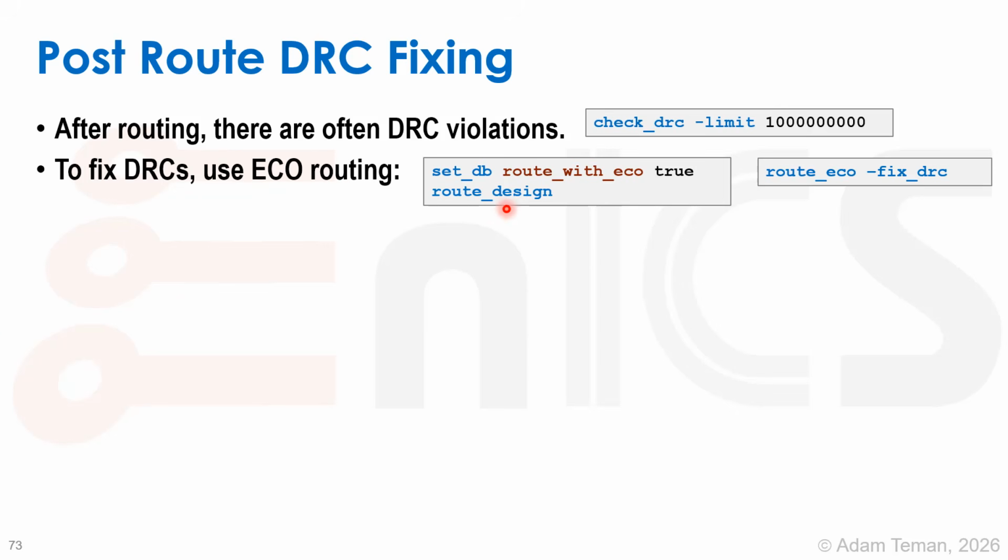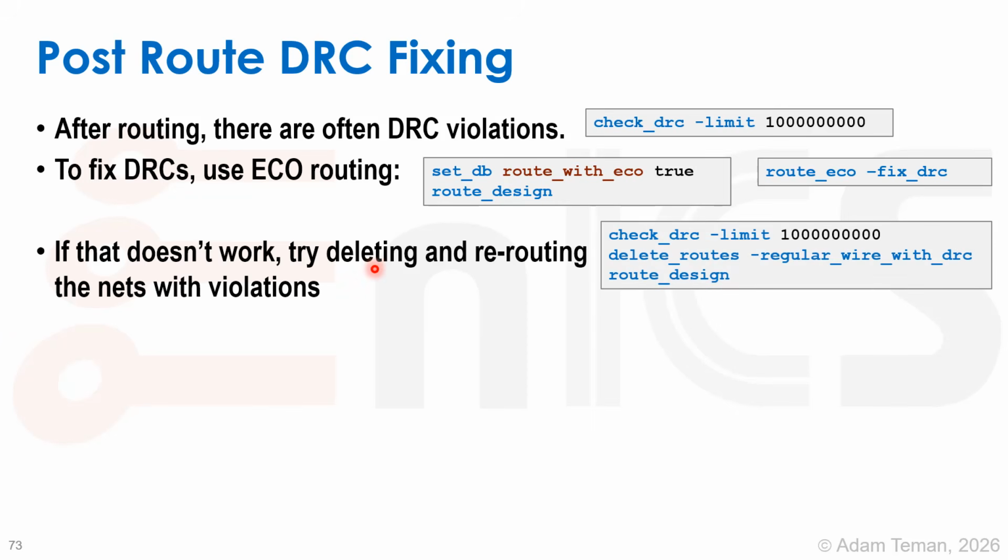So what we're going to do in general is use ECO routing. There are several ways to do ECO routing, either with the route design command, using the setDB route with ECO true, or with the route ECO, which I guess does something very similar, and we can use the minus fixed DRC option to do this ECO routing. ECOs are when we change something after we've finished a stage or all of our design. If we put another buffer or something like that, we're going to run the route ECO. But if we have DRCs and we use the route ECO minus fixed DRCs, it's going to attempt to fix those DRCs that are left over.